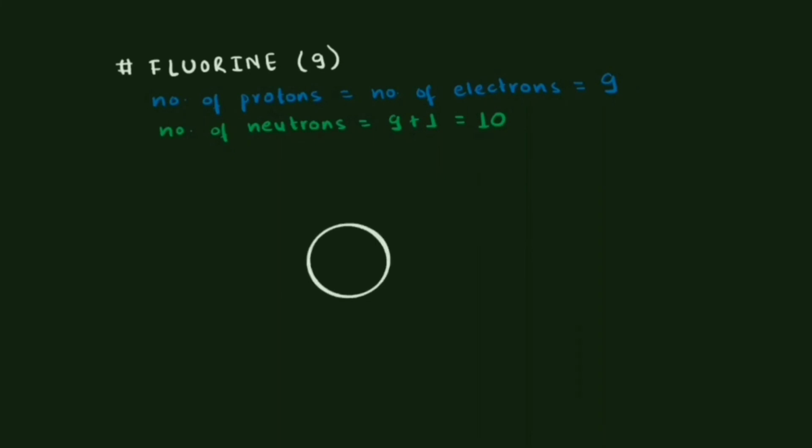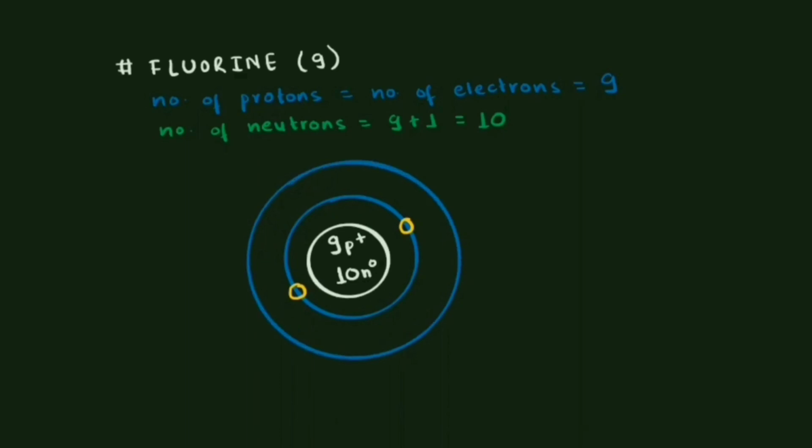Again, we make our nucleus. We put 9 protons here because we have protons and neutrons in the nucleus, and 10 neutrons. And after that, we just fill up the electrons. So we have 2 electrons. We can put only 2 electrons in the first shell. And then we have the remaining 7 electrons in the second shell. In the second shell, we can put up to 8 electrons, right? But we are just going to put 7 electrons because the number of electrons is 9 in the case of fluorine. And we have the atomic structure of fluorine. And that's it. That's how you make atomic structure.